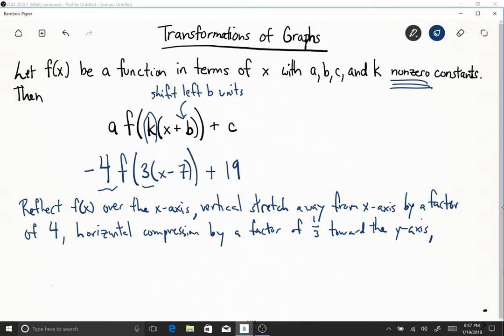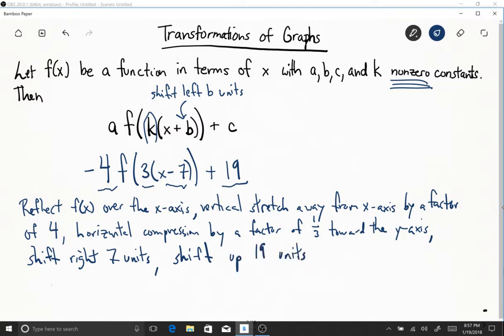And then what's the inside doing here? That's a shift. Remember, if it was plus, it was to the left, so this is a shift right 7 units. And then the plus 19, and then we shift up 19 units. And so this is where it can get confusing. Notice I have a general function f of something, and I've manipulated that. So what does it look like in more of a realistic scenario where we're given the function and then we work with it?